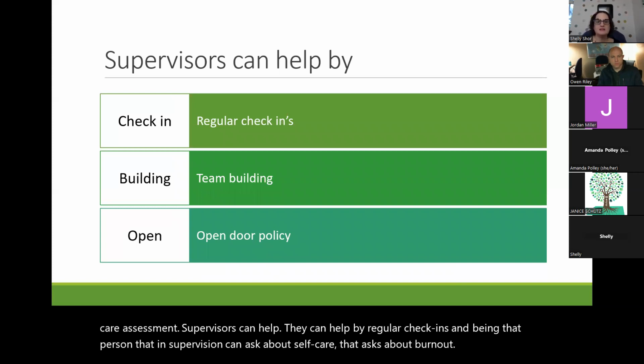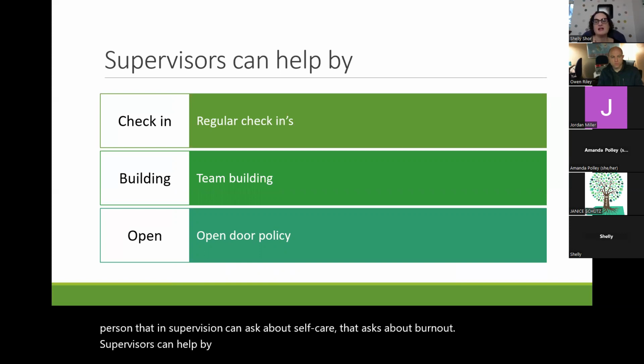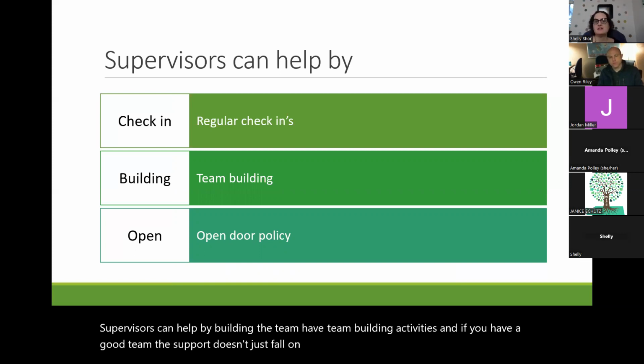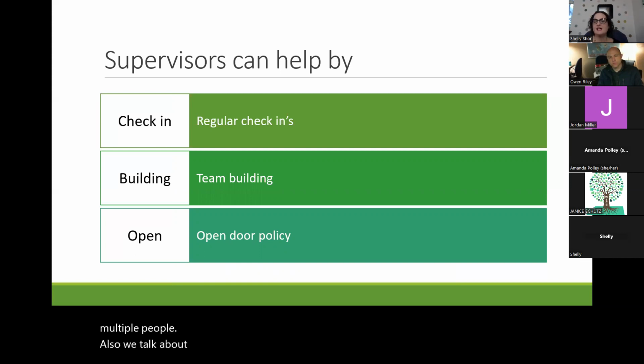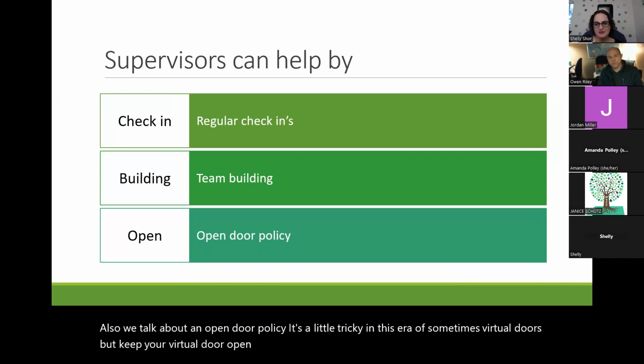Supervisors can help by building the team, having team building activities, and if you have a good team, the support doesn't just fall on the supervisor, and the peer can get support from multiple people. Also, we talk about an open door policy. It's a little tricky in this era of sometimes virtual doors, but keep your virtual door open if that's the only door that you have.